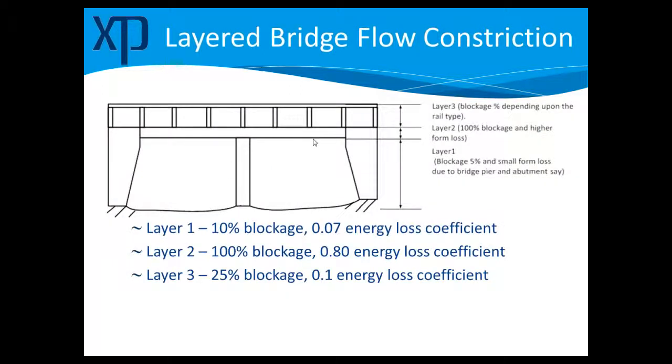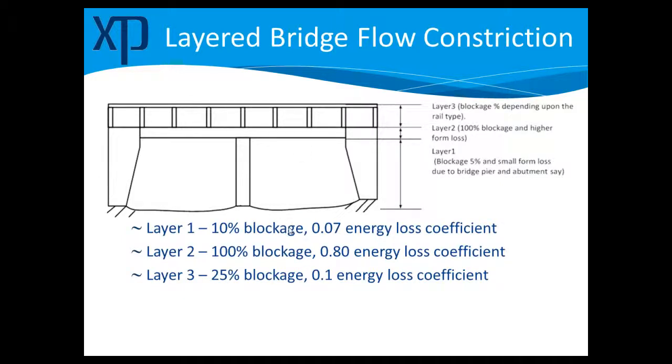For a more complicated bridge, we may want to use the layered flow constriction option. This diagram shows a bridge that has a pillar in the section where we would expect the water to flow in a low flow condition. We've then got a solid section, which is layer 2, which could be representing the road deck. And then we have layer 3, which has a number of railings. So again, we've got a different blockage factor here.